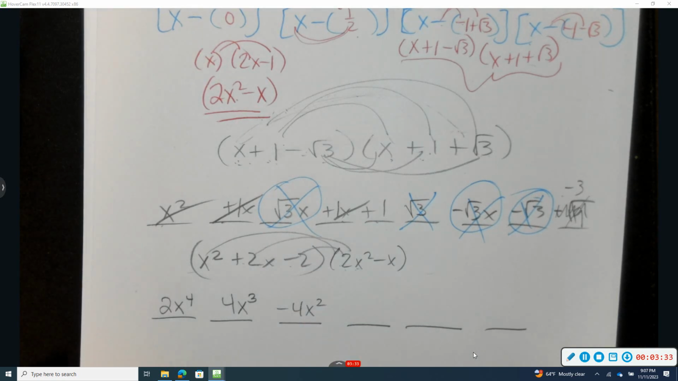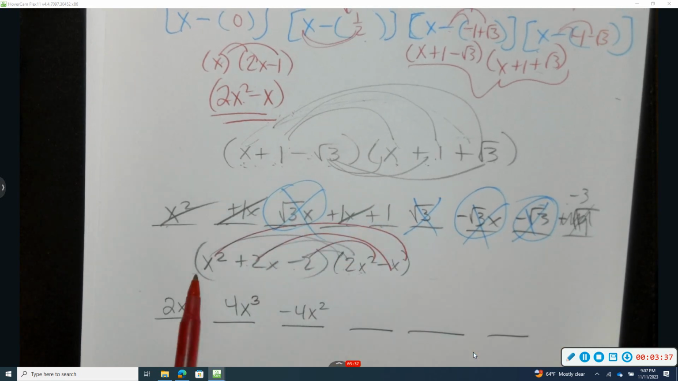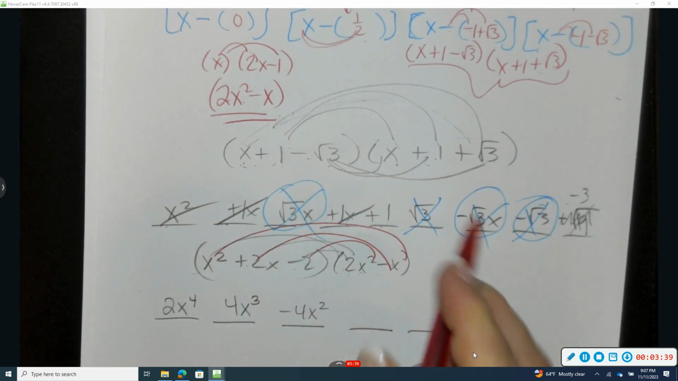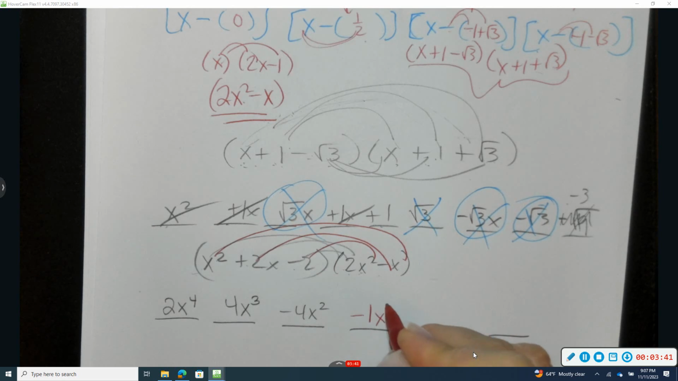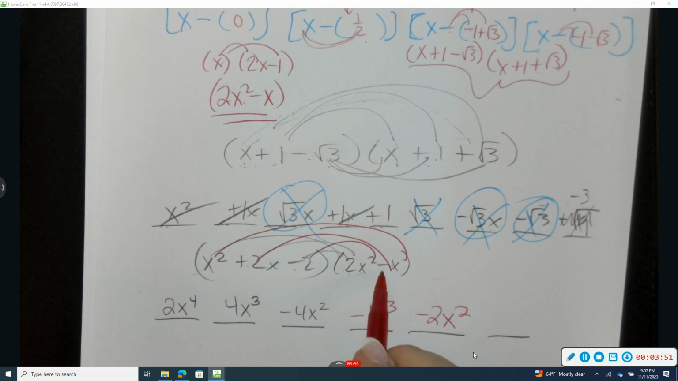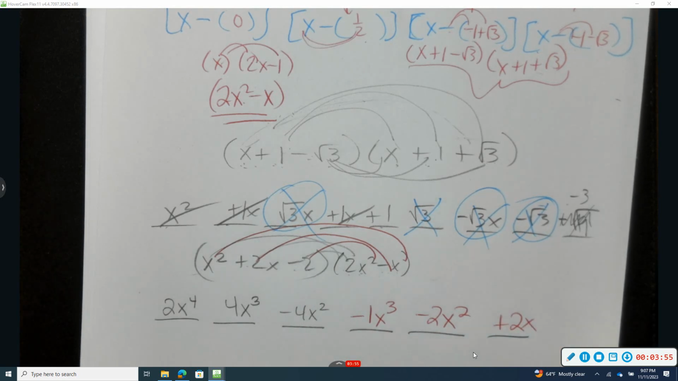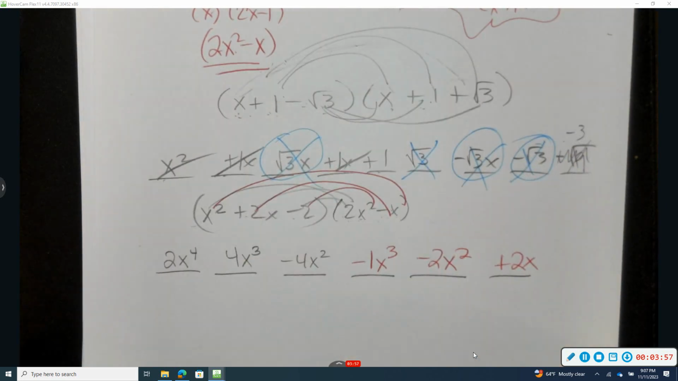The exact same thing, but now we're going to go to the negative x and back. X squared times negative 1x is negative 1x to the 3rd. Positive 2x times negative 1x is a negative 2x squared, and negative 2 times negative x is a positive 2x. Once I combine like terms, I should be done with this problem.